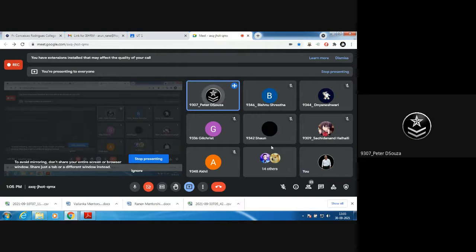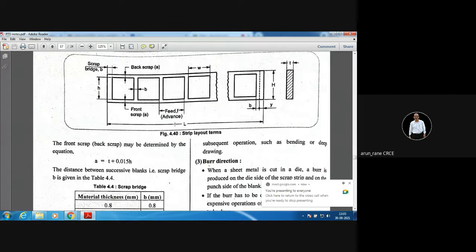So, can you show the formula again? If this is the total length L and the pitch is 50, from L we have subtracted this distance, that is B, 2 mm. So we got 2000 minus 2, that is 1998. The pitch is the distance from this to this. Suppose the pitch is 50 mm, L is 2000, that is 2 meters, minus B, 2 mm, so that is 1998. So how many components can be produced in a single strip?